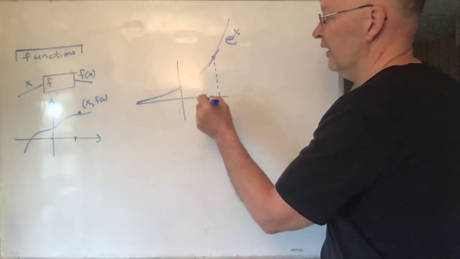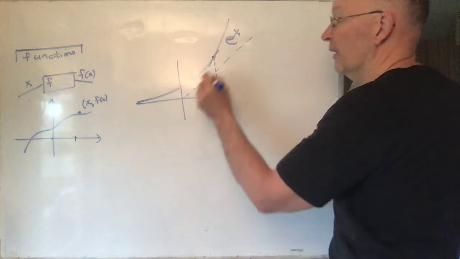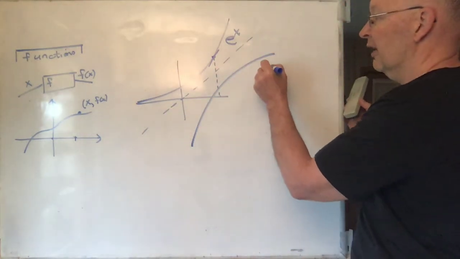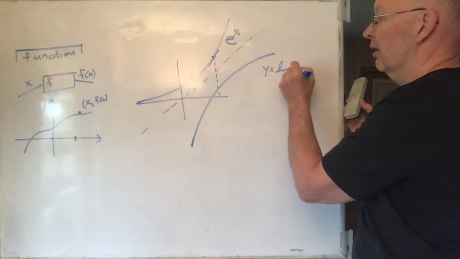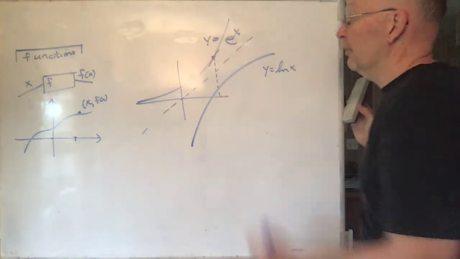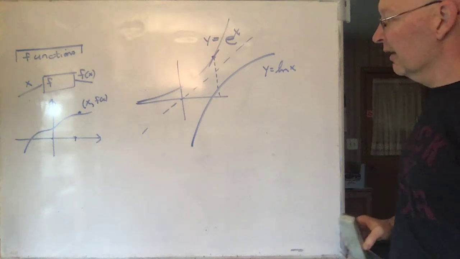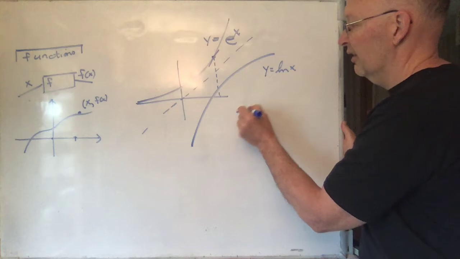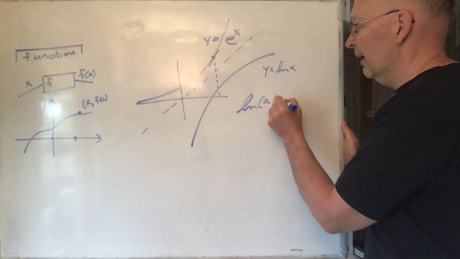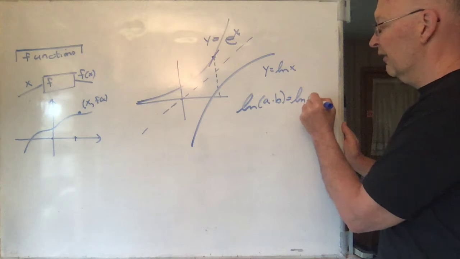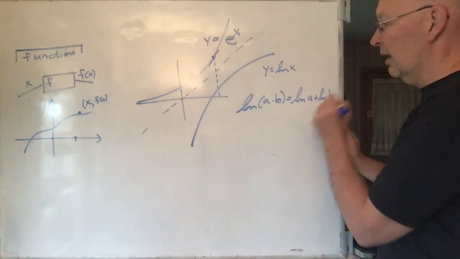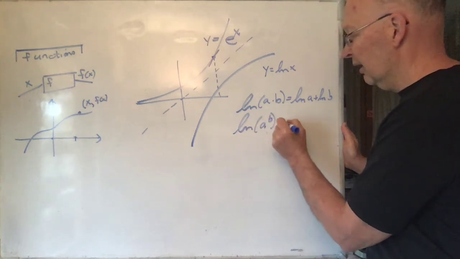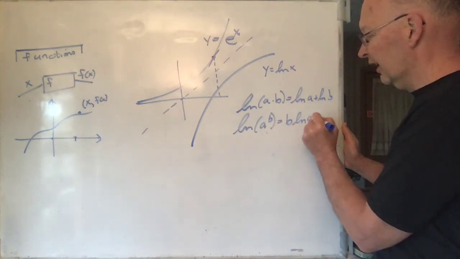Then the inverse of e to the x, which you get by flipping it over the line y equals x, is called the ln of x. I guess this should be y equals that. And that had a lot of interesting properties too. I guess the two most important for the ln of x is that the ln of a times b is equal to the ln of a plus the ln of b, and the ln of a to the b power is equal to b times the ln of a.